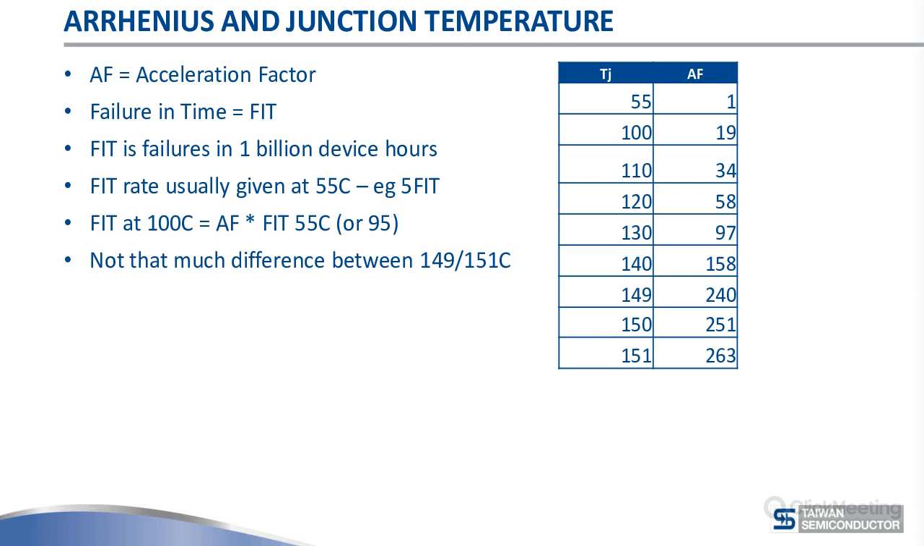So you're talking about a 0.1% failure rate in the case of 1 million devices in 1,000 hours. So in this case, the difference between 149 and 151 is not that important. The most important thing is to keep your junction temperature as low as possible.